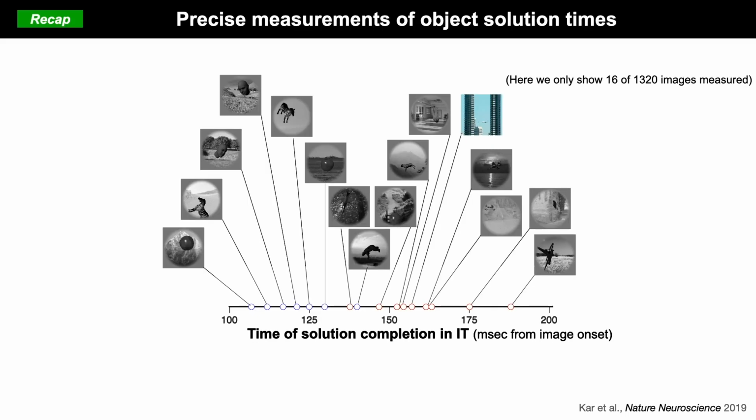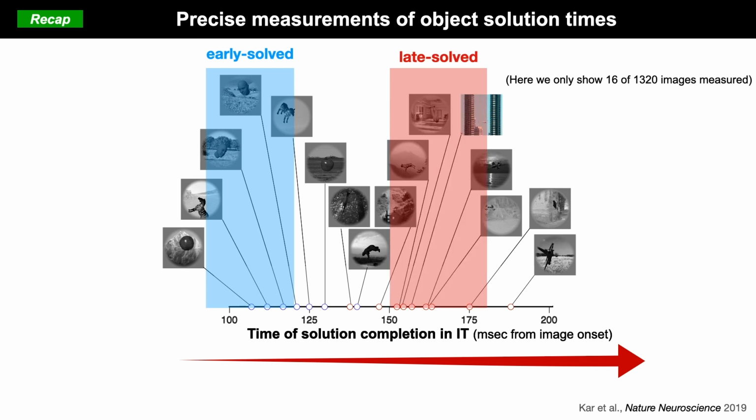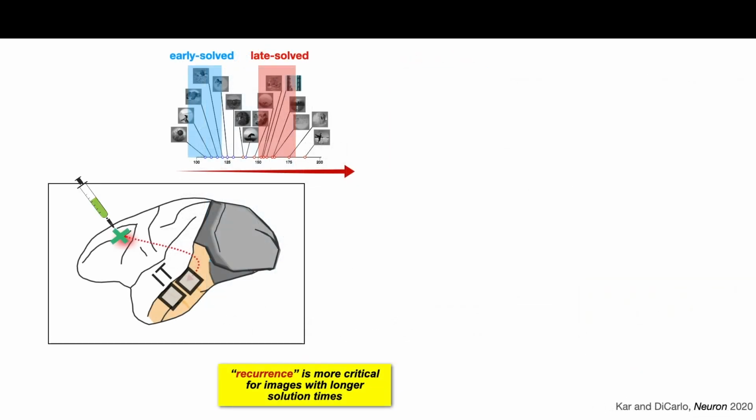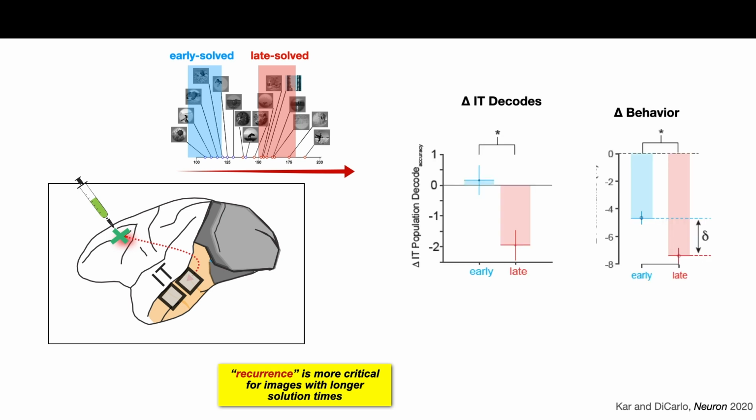From our earlier work, we had identified two sets of images, ones that are solved early in IT and ones that are solved late. Our hypothesis essentially was that recurrence is more critical for images that are solved later. Therefore, we predicted that if we disrupt the relevant recurrence circuits, it is the late solved images that will show higher deficits, and this is what we observed both in IT decodes and behavior.